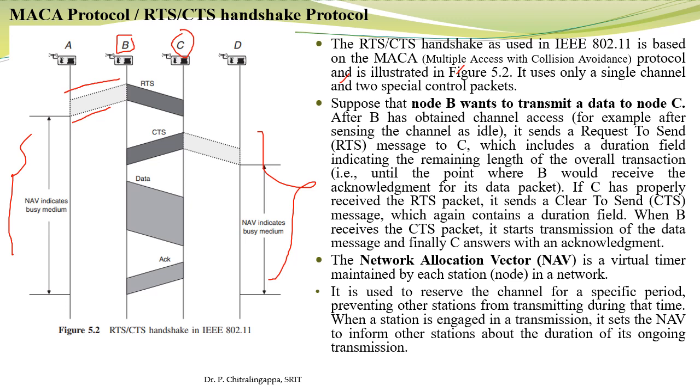After getting the clear signal, data is transmitted and we get the acknowledgement. This is the complete process. Whenever this process is completed, the remaining blocked place is released. Like that, we can send the data using RTS and CTS. This is called the MACA protocol, or RTS/CTS handshake protocol.